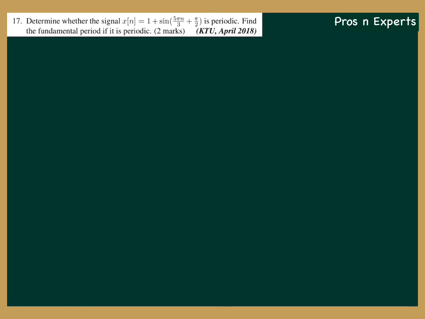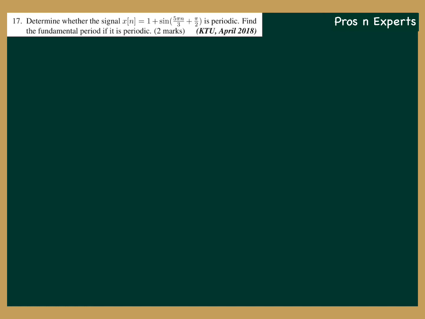The next question is, determine whether the signal x of n equal to 1 plus sine of (5 pi n by 3 plus pi by 2) is periodic. Find the fundamental period if it is periodic. Okay, we have to check whether this signal is periodic.